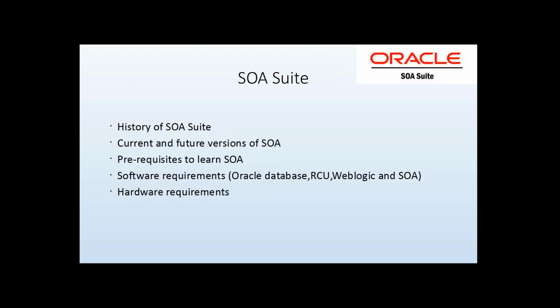And the final one is the SOA software, depending on the version that you are going to install, be it 11g or 12c. We need to download the appropriate version from the official website, download.oracle.com, depending on the version, and then start installing.